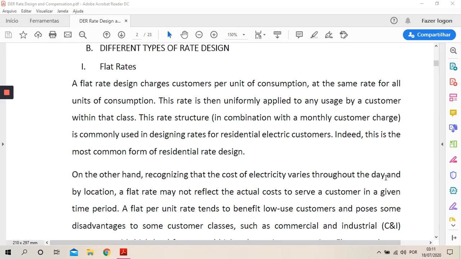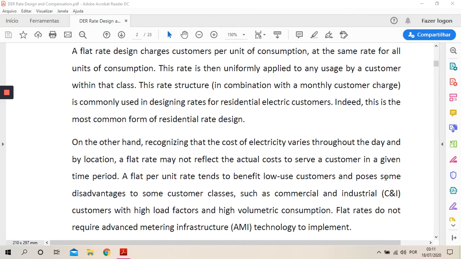A flat rate design charges customers a unit of consumption at the same rate for all units of consumption. This rate is then uniformly applied to any usage by a customer within that class. This rate structure, in combination with a monthly customer charge, is commonly used in designing rates for residential electric customers. Indeed, this is the most common form of residential rate design.